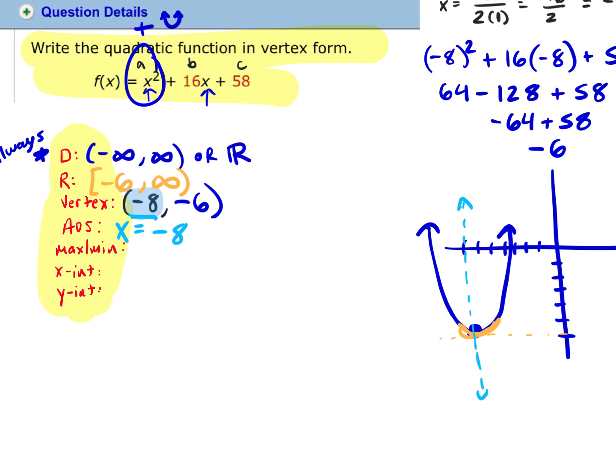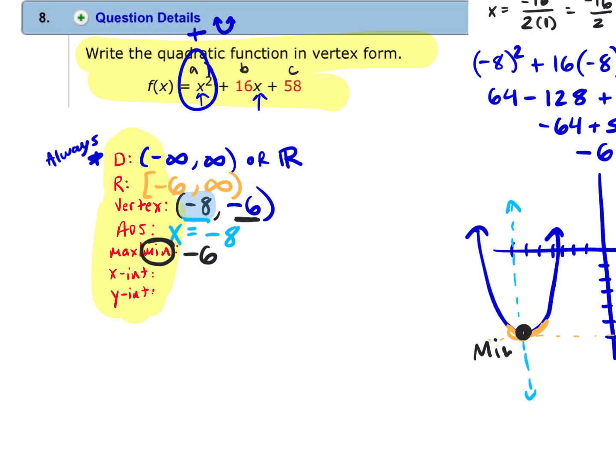And then our point, our vertex, is that at the highest point or the lowest point? It's the lowest point of our graph, so is it a max or min? It would be a minimum. So we have a minimum value, which is just our y value. So our minimum would be negative 6. So it's the same as the y from the vertex. Max and min is always the y from the vertex. Does WebAssign make you put y equals? Max and min is just a number. Axis of symmetry's x equals is because it's a line.